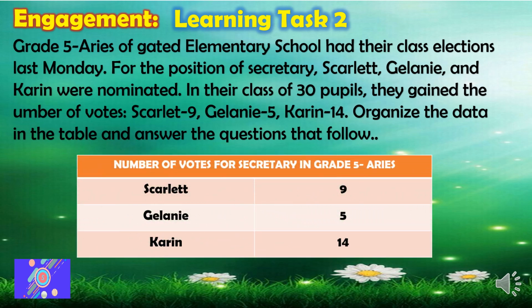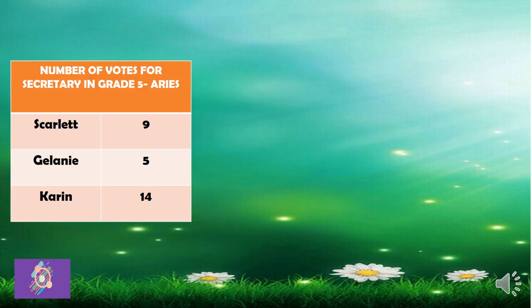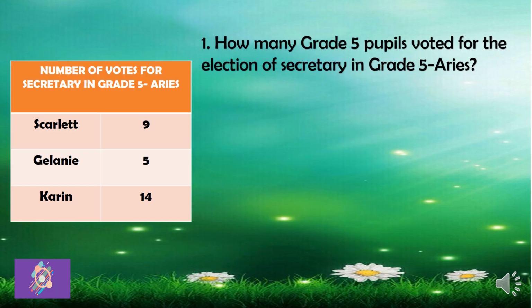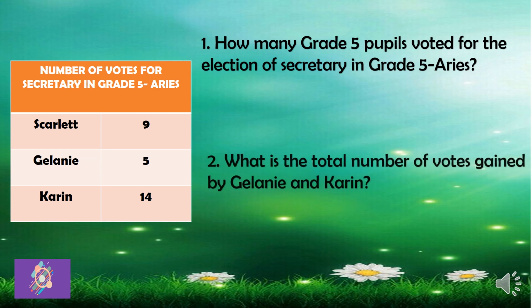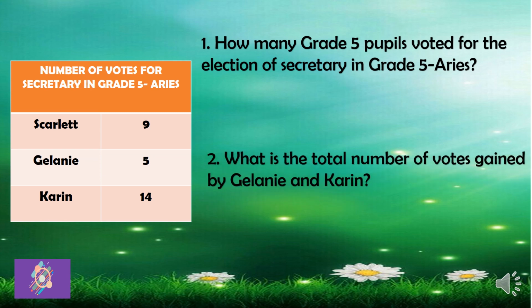So here is now the table of votes for secretary in grade 5 Aries. Scarlett got 9 votes, Jelani got 5 votes, and Karin got 14 votes. So that is the table. We will use the table to answer the following questions. For number 1, how many grade 5 pupils voted for the election of secretary in grade 5 Aris? Second question, what is the total number of votes gained by Jelani and Karin?